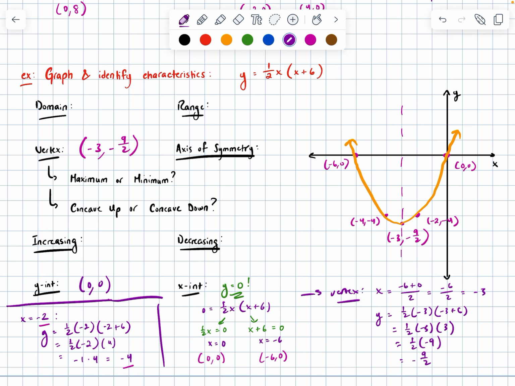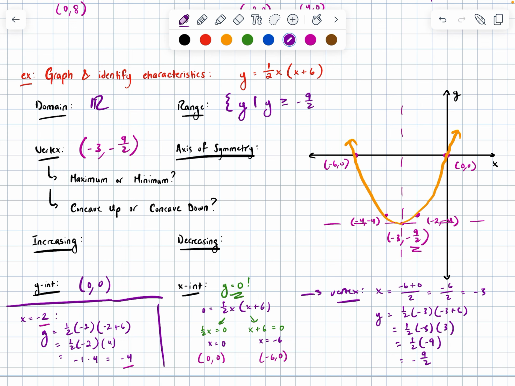All that's left for me to do is find my characteristics. As always, any parabola has a domain of all real numbers, but my range, of course, the lowest that I can get here is at this y value of -9/2. So the way that I'll write that, and I'll choose to do it in my set builder form here, but you can choose either set builder or interval, whichever you prefer. I know that the lowest I can get is -9/2. So y has to be greater than or equal to -9/2.